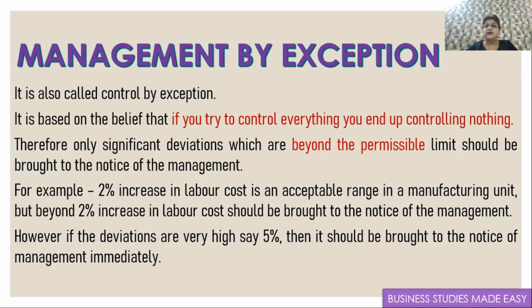For example, 2% labor cost is bound to increase because of increase in DA, CCA, etc., price level changes. So labor cost will increase. But if it increases beyond 2%, then the manager should look into that deviation. Because if he tries to control everything, he'll actually end up controlling nothing.